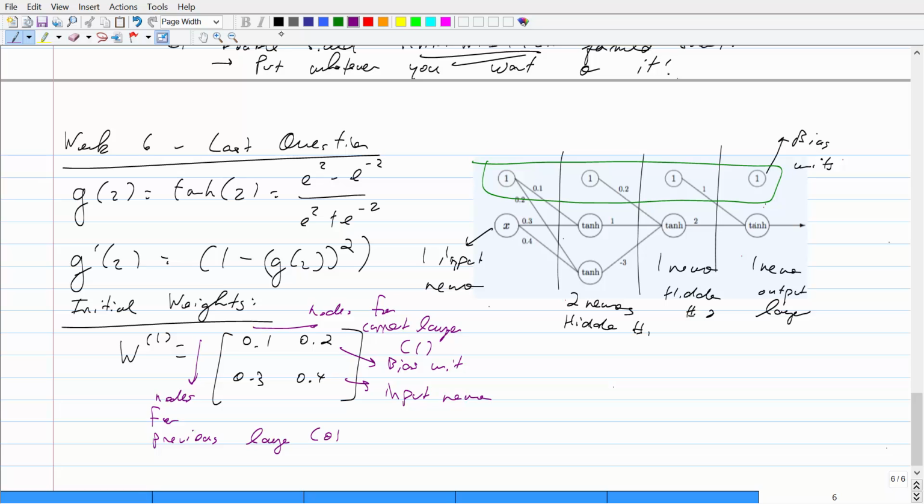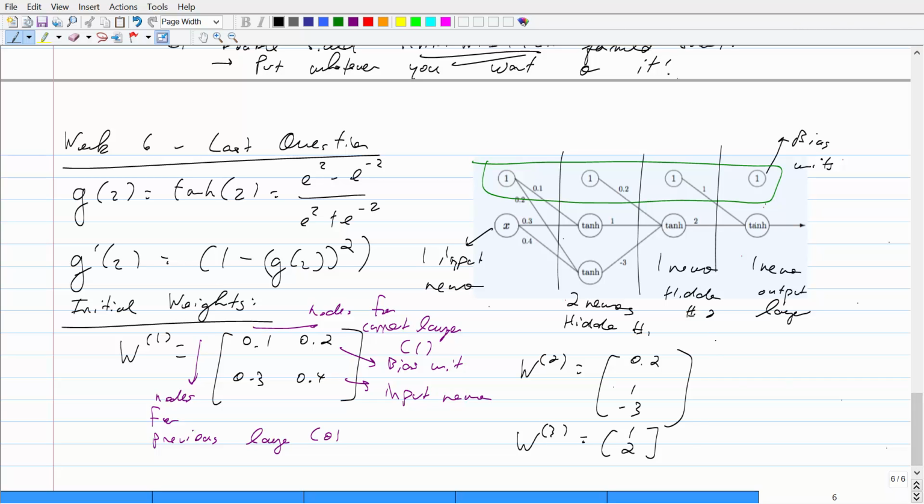Okay, so that's the first matrix. The second matrix is, let's see, it's 0.2, 1, minus 3, okay? And finally, the last one is just 1 and 2. Okay, so remember the notation is you go down vertically to select which node you want in the input layer or the previous layer, and horizontally is selecting which node you want to connect to in the next layer. Okay, so, all right. So let's see here. I've got all that down.